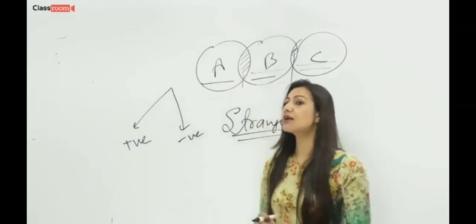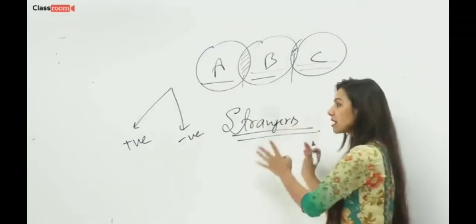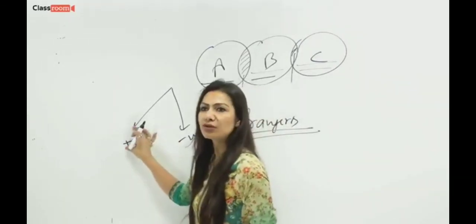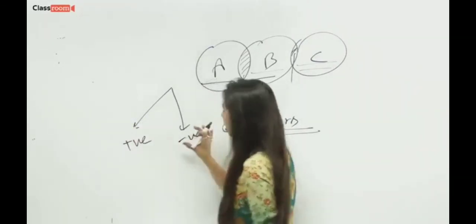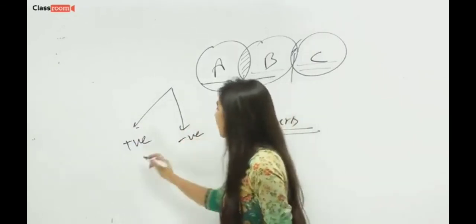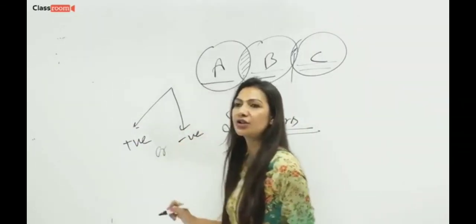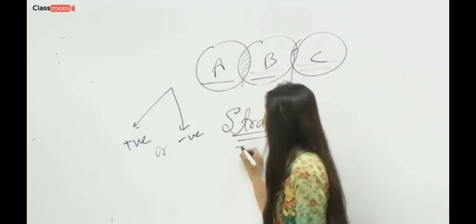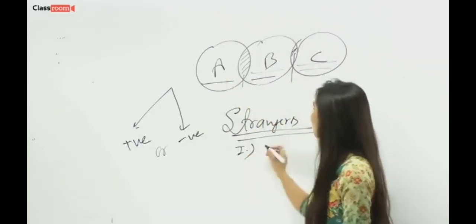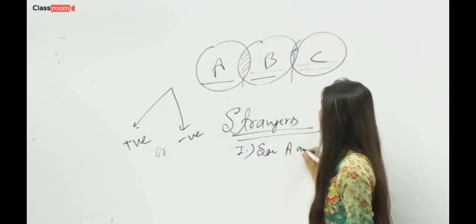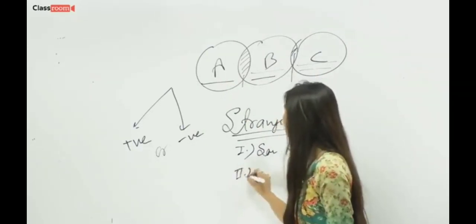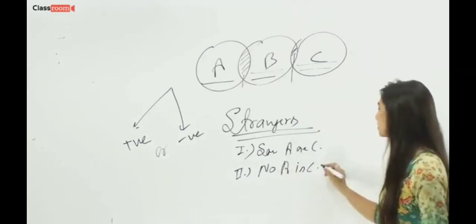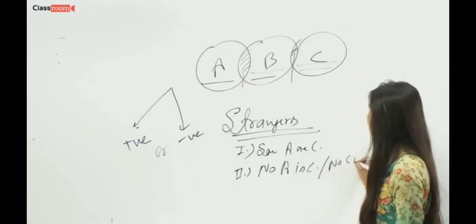But for two stranger circles, if I am giving you both the way outs together, you will say we are not confirmed about the first one individually. We are not confirmed about the second one individually, but one is going to be definitely correct, and you will say it's an either-or condition. So, suppose the first conclusion for strangers A and C is given like some A are C, the second one is given like no A is C, whether no A is C or no C is A hardly matters because both are the same thing.